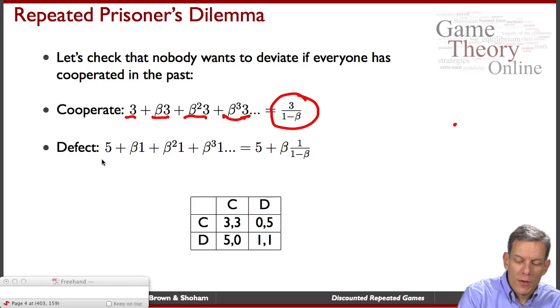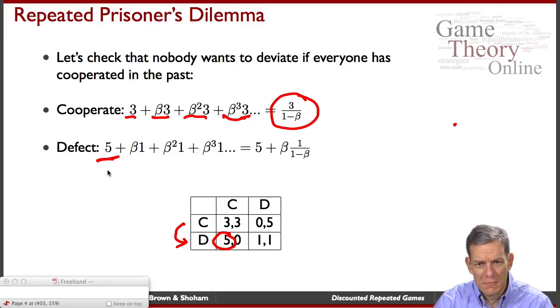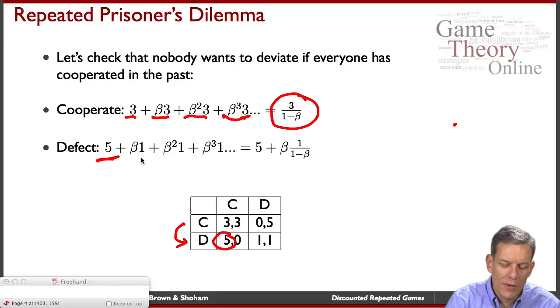Well, everybody else is cooperating. The other person's cooperating in the first period, so I'm going to manage to change from cooperate to defect. I'm going to get a 5 in the first period. But then they're going to see that, and in the next period they react to it, they defect, and everybody's going to defect forever after. So then, in perpetuity, we get a bunch of 1s, right? So what do we get? We get 5, and then beta times 1, beta squared times 1, and so forth. And if you remember your sum of series here, this is just beta times 1 plus beta times 1, and so forth.